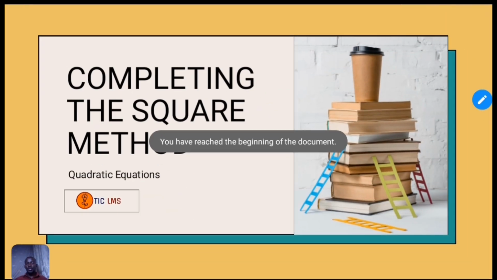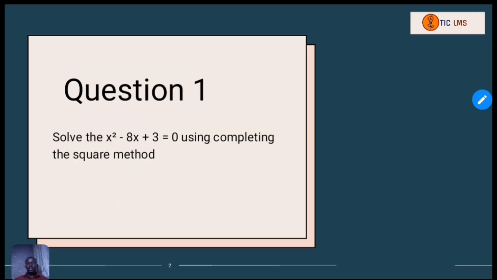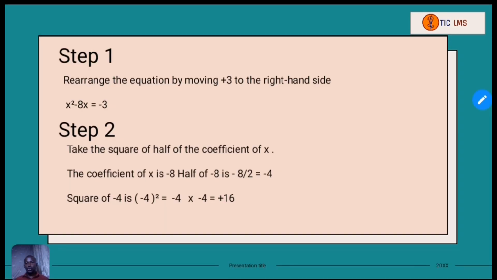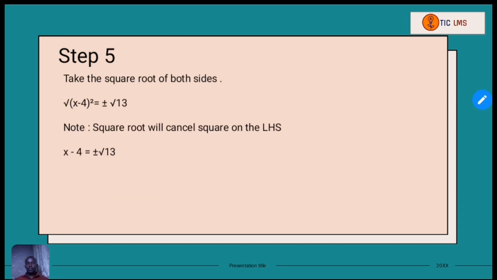Next, completing the square method. Here, it involves using a method which most students consider very difficult. But we've been able to break down solving this question and several questions like this into steps such that it will be easy for students to assimilate and also follow with us.